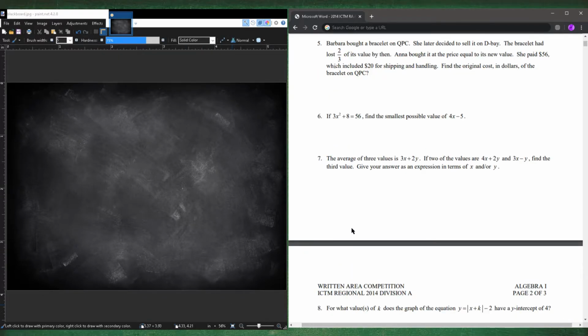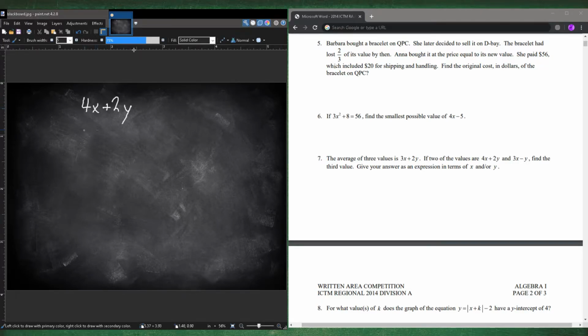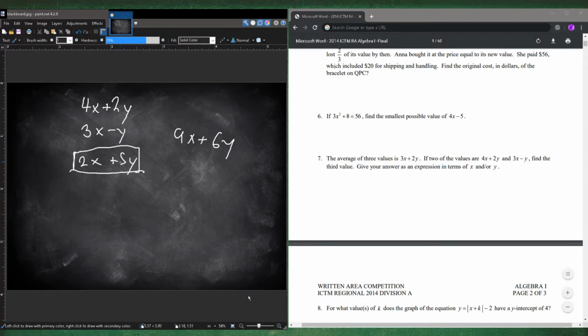Number 7, the average of three values is 3x plus 2y. So if two of the values are 4x plus 2y and 3x minus y, find the value of the third. Find it in terms of x and y. So we know 4x plus 2y, 3x minus y, and the average is 3x plus 2y. So you have to multiply by 3 to get the total. So it'll be 9x plus 6y. So we know this is 9x. This is 7x, so you have to add a 2x. This is plus 6y. This is plus y, so this is plus 5y. So our answer for number 7 is 2x plus 5y. It's basically just that simple.